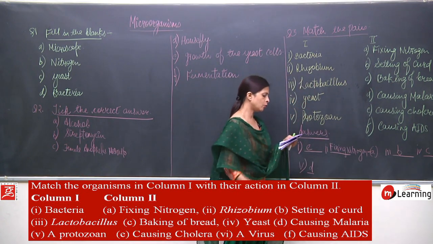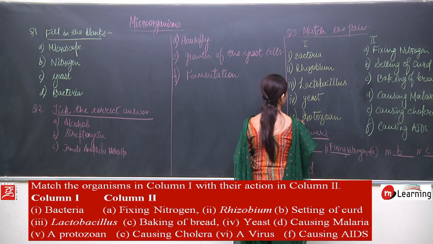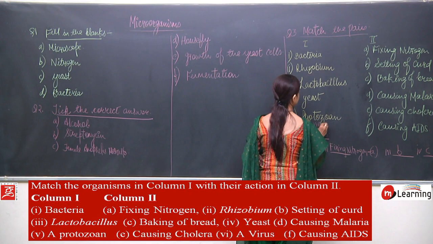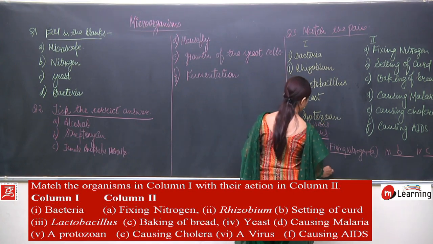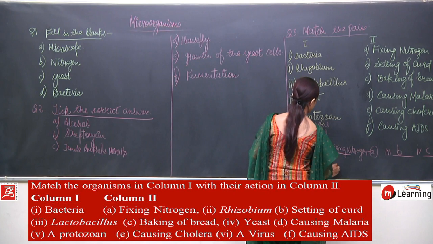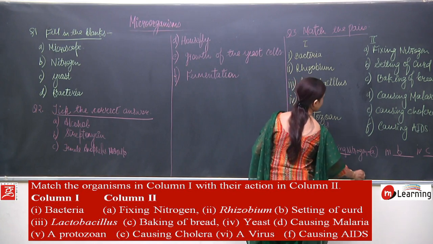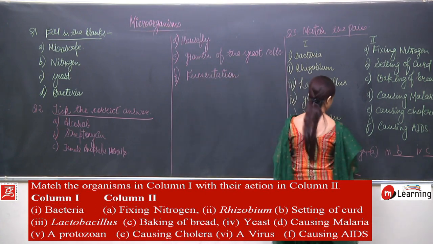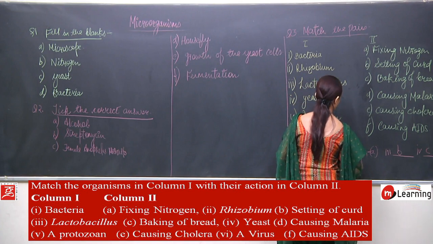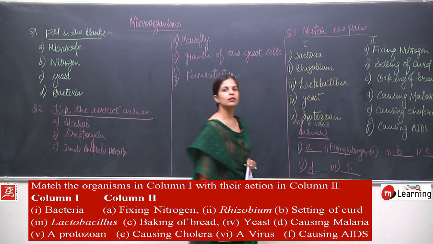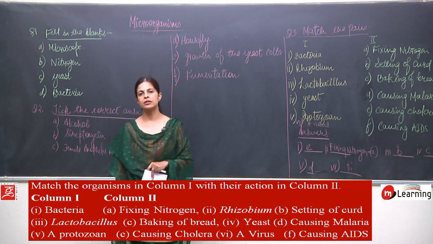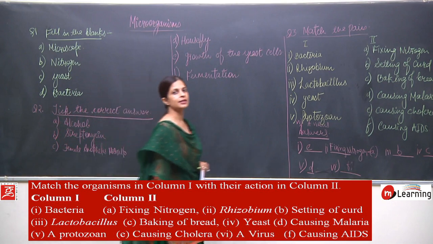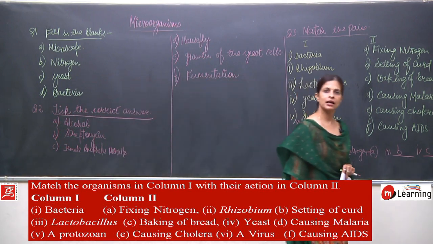I think only five is given. No, one more is given over here. This one is sixth, and the sixth one is a virus, and we all know causing AIDS. Viruses are responsible for the AIDS. So I will just write the F. So this was about match the column, which was more than easy, and we have discussed all these things in detail in the chapter. So I don't feel like explaining this again.